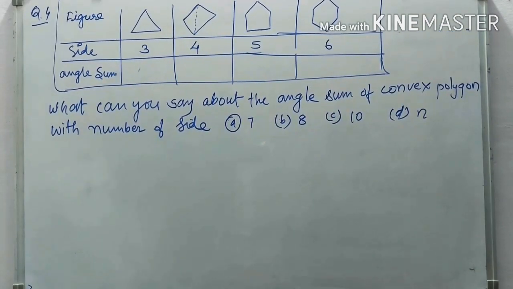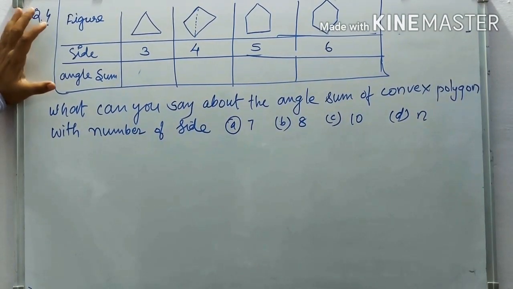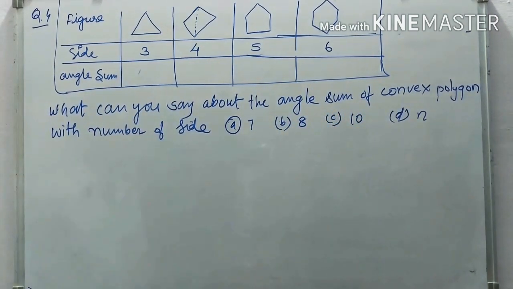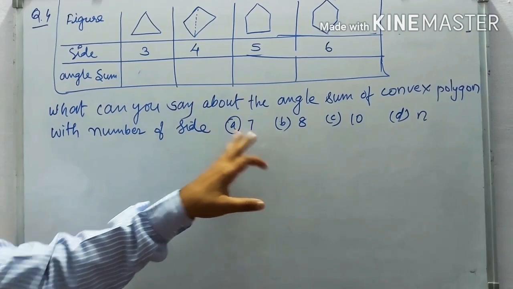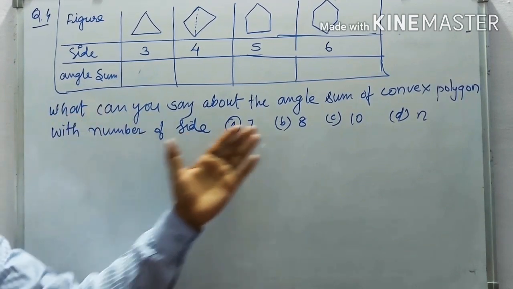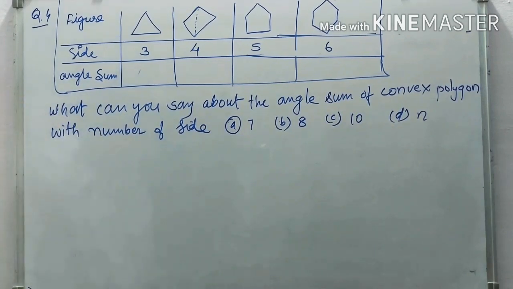Okay, now question number 4 is an experiment with the table. The table is given, and each figure will be divided into triangles. According to the table, you find what you can say about the angle sum of a convex polygon with the number of sides. After you fill the table, you understand it, then you find how the angle sum of a convex polygon depends on the number of sides.